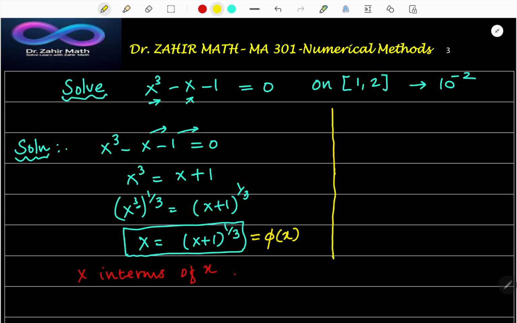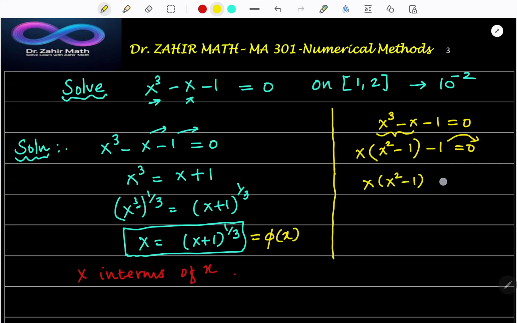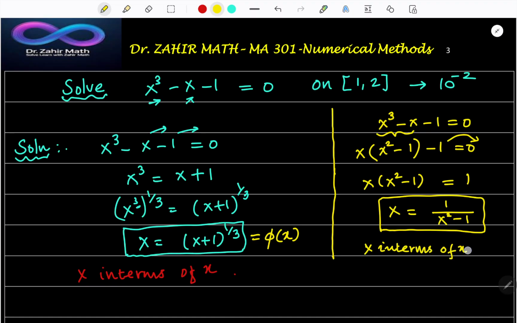Just I will write here. So x cube minus x minus 1 equal to 0. From this, I can take x as the common term. I will get x into x square minus 1 equal to 1. Right? Correct or not? So x equals 1 divided by x square minus 1. Right? So this is also x in terms of x. So this I'm going to call phi of x.